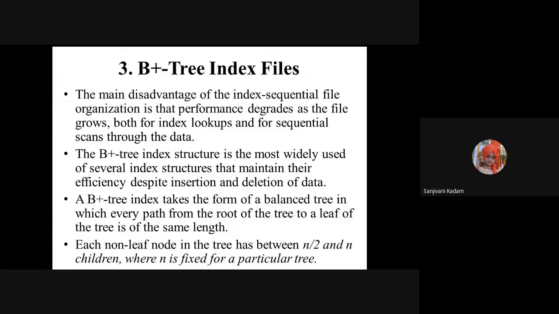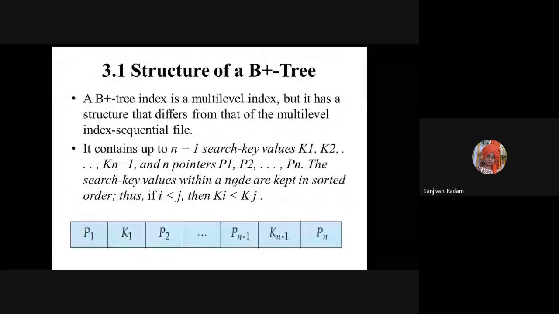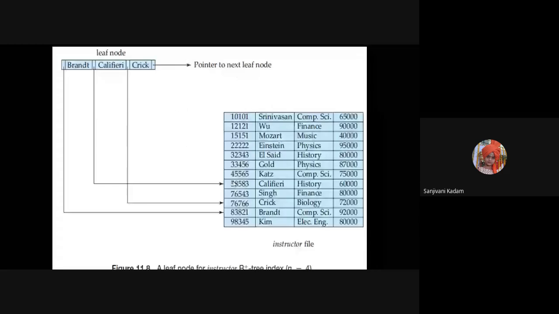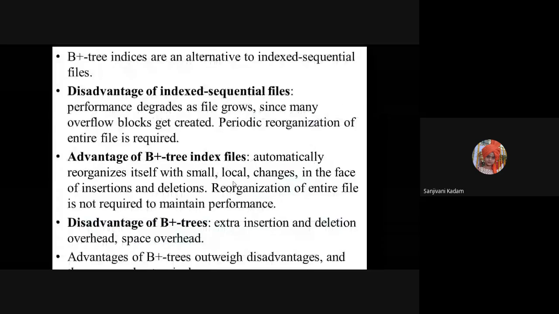So here comes the order. Let us see the first thing first. B+ tree indexes are an alternative to index sequential files. The disadvantage of index sequential files is that performance degrades as the file grows. Since many overflow buckets get created, periodic reorganization of the entire file is required.